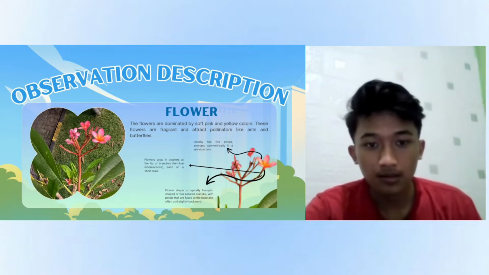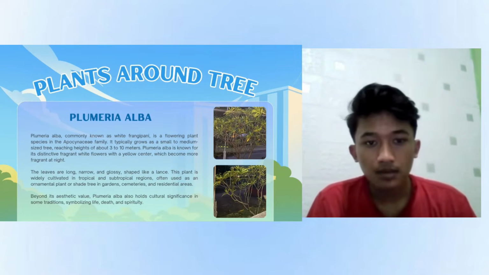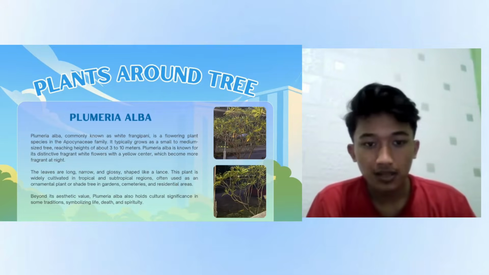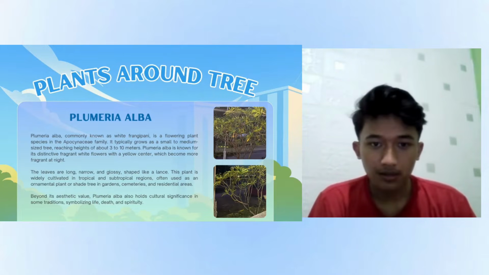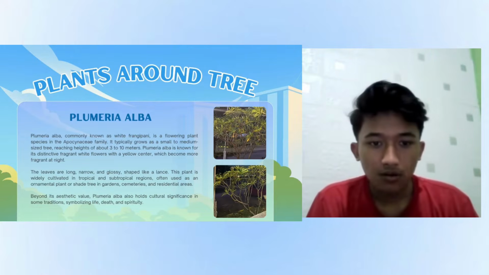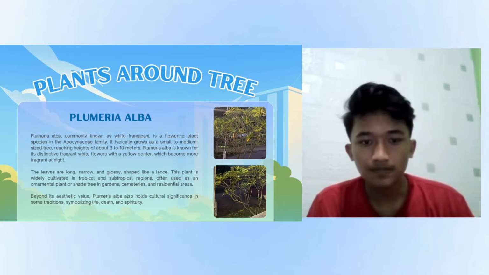role in pollination. Next, around the main tree, we also observed Plumeria alba, or white frangipani. This species has white flowers with yellow centers and grows up to 10 meters tall. It is commonly found in one region and carries cultural meaning related to life, death, and spirituality. The presence of other similar species nearby adds to the ecological interaction in the area.